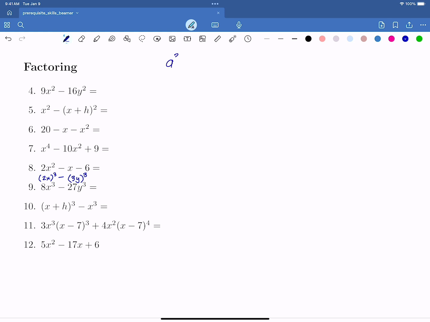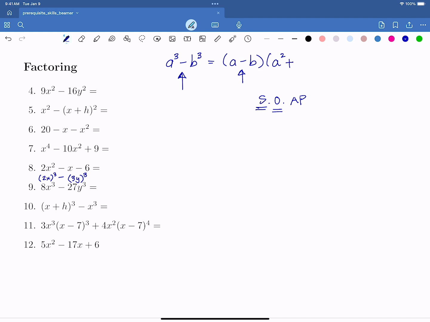If I have a cubed minus b cubed, that factors as a minus b times a squared. There's an acronym here that some people like to use: SOAP. So we start the first factor with the same sign. Then the next one has the opposite sign. When I talk about sign, I'm looking at right here, minus. So this is the same sign, it's minus. This is going to be the opposite sign, so it'll be plus.